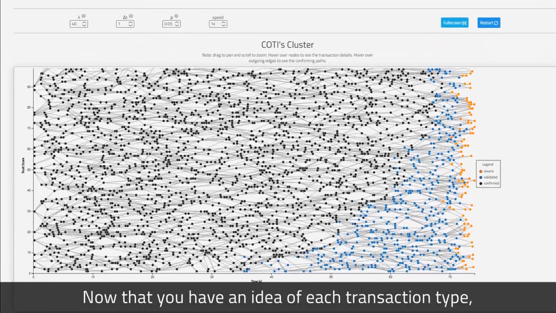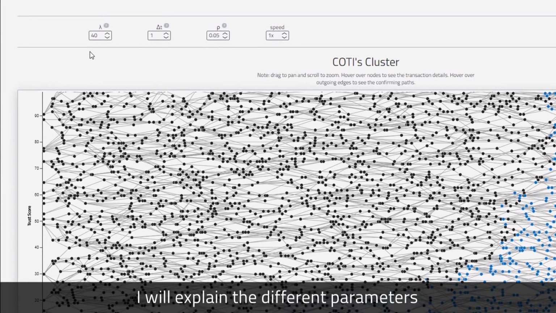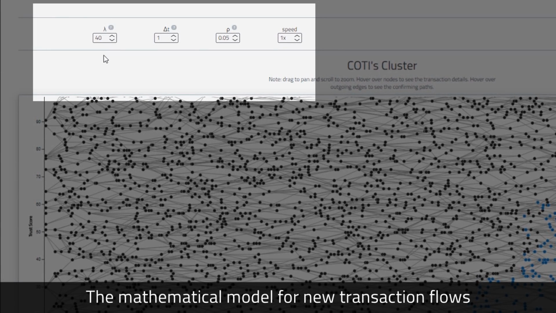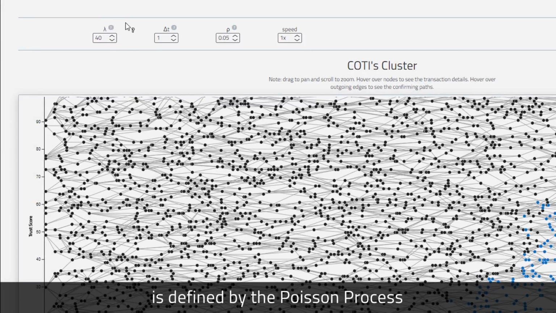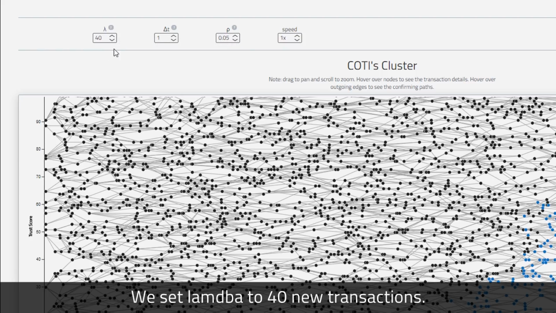Now that you have an idea of each transaction type, I will explain the different parameters before running the simulation. The mathematical model for a new transaction flow is defined by a Poisson process with parameter lambda. Lambda is a measure of how many new transactions per second will arrive to the cluster on average. We set lambda to 40 new transactions.